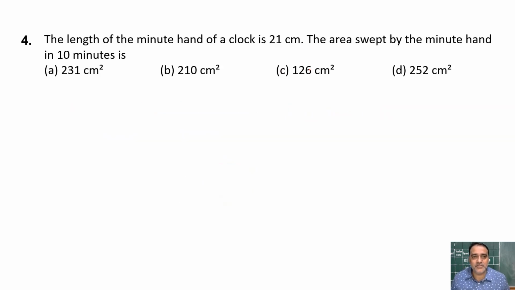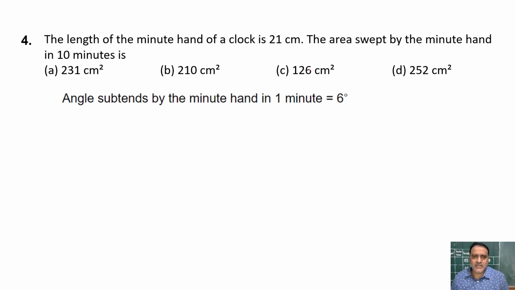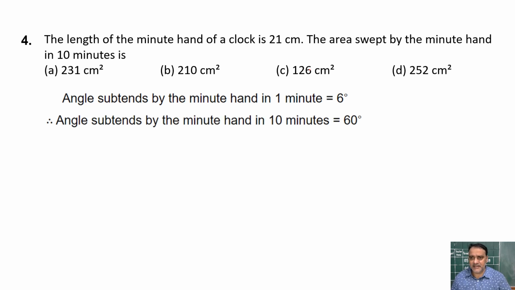So now we are moving toward question number 4. The length of the minute hand of a clock is 21 centimeter. The area swept by the minute hand in 10 minutes is dash. So first of all, the angle subtended by a minute hand in 1 minute is equal to 6 degree, that is 360 upon 60. So in 10 minutes, how much angle will it cover? 60 degree. Very good. Now the area swept by the minute hand will be in the form of what? Sector. And what is the formula of the area of a sector?